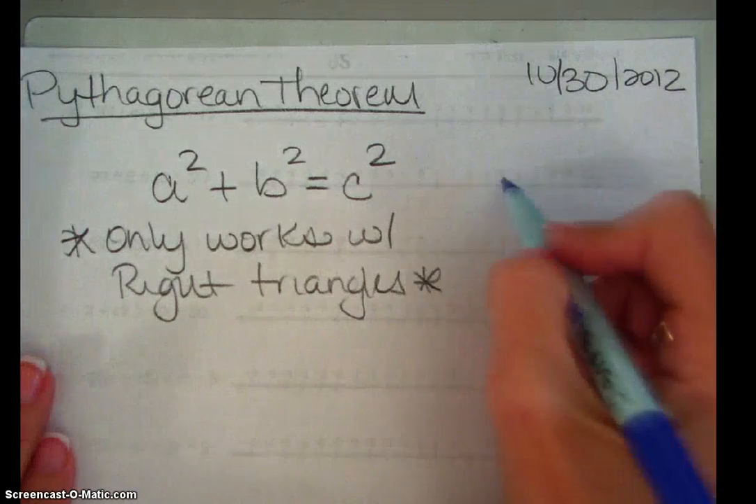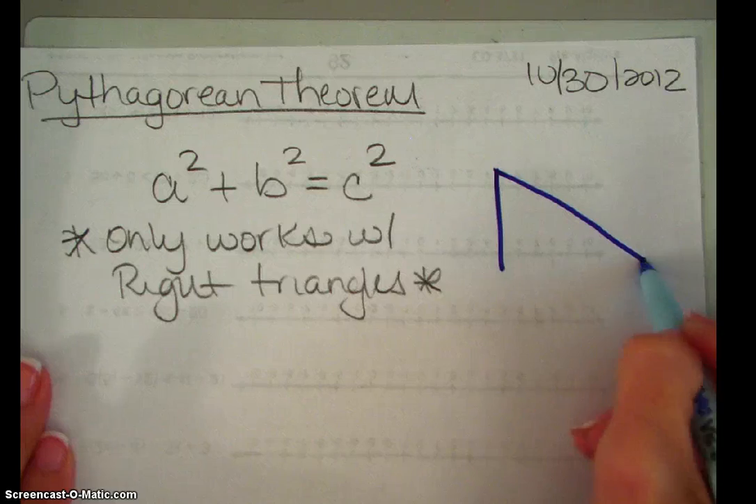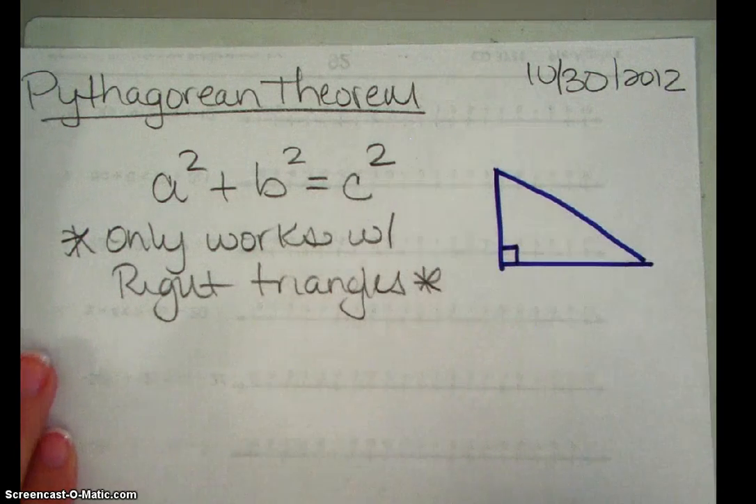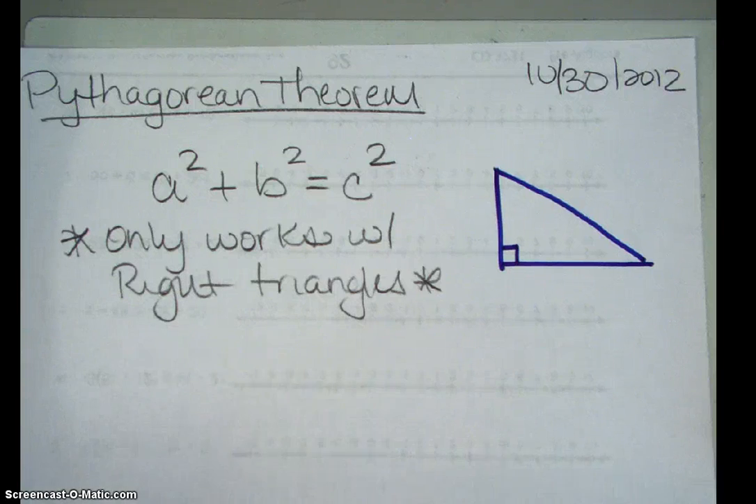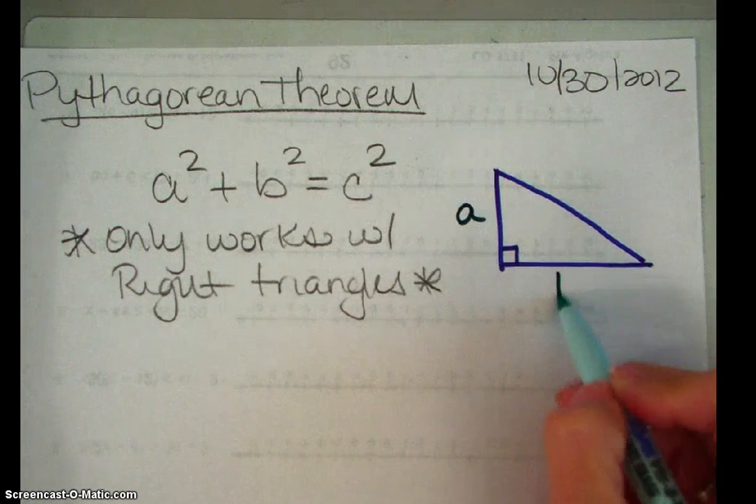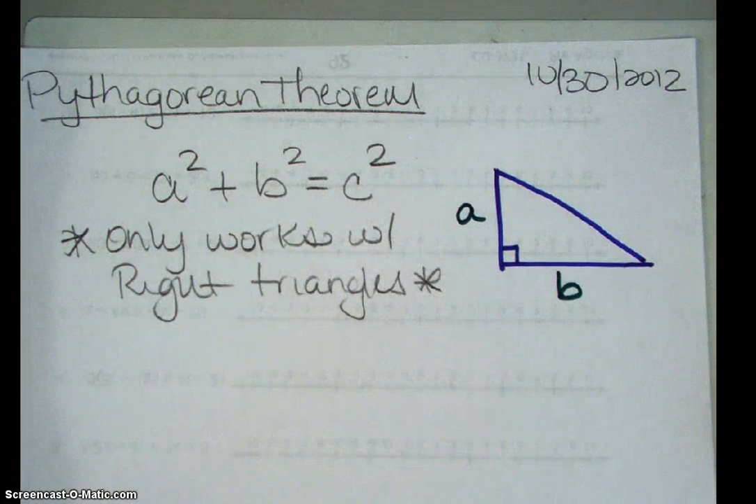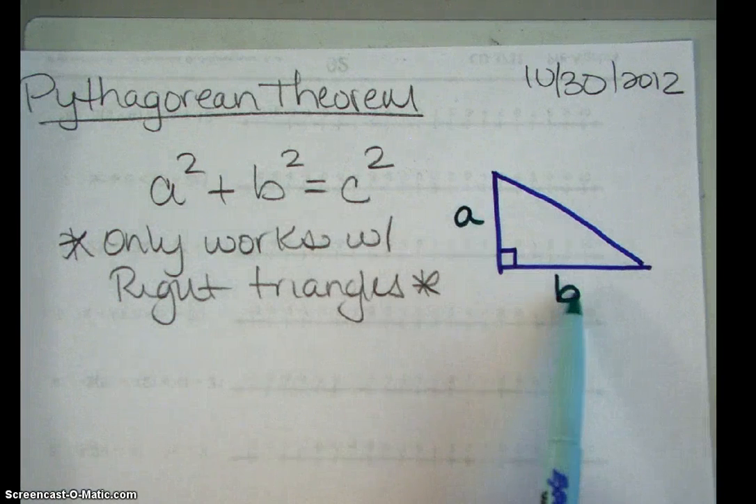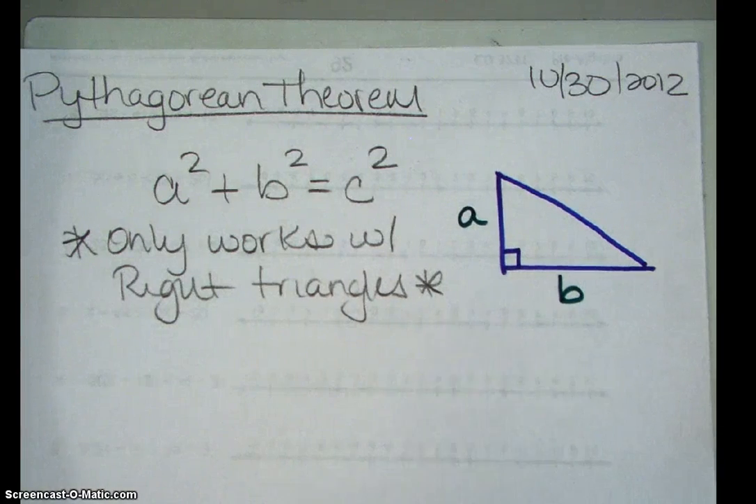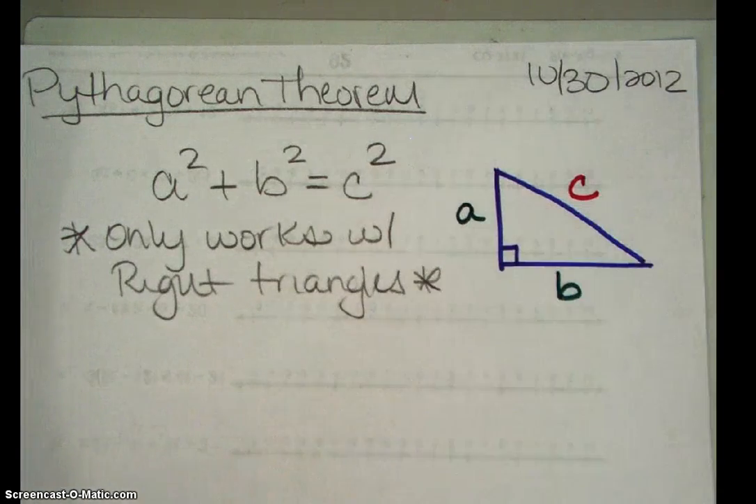Okay, well I'm going to draw a right triangle. Now y'all know I can't draw, so I'm going to put this box in the corner to denote that that is a right angle. Okay, we're going to label this. We have three sides. These two shorter sides are going to be A and B. And you can interchange them. This is A, this is B, or it could be the reverse. This could be B, this could be A. That doesn't matter. But the one that does matter is C.